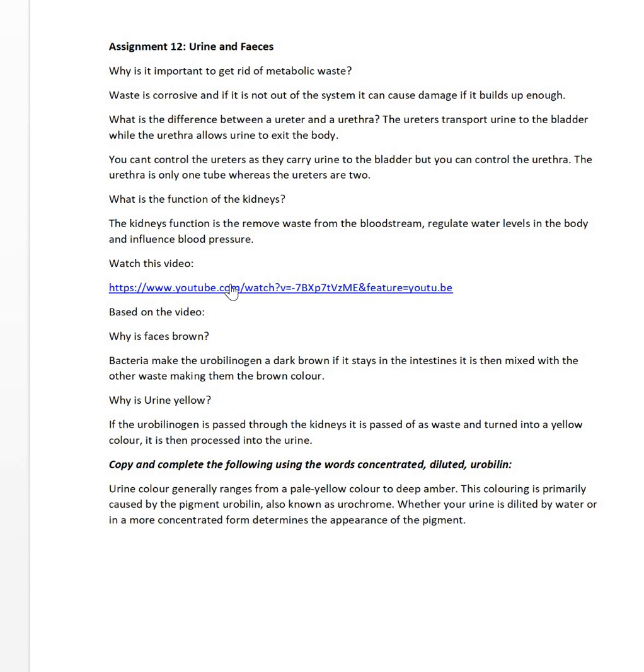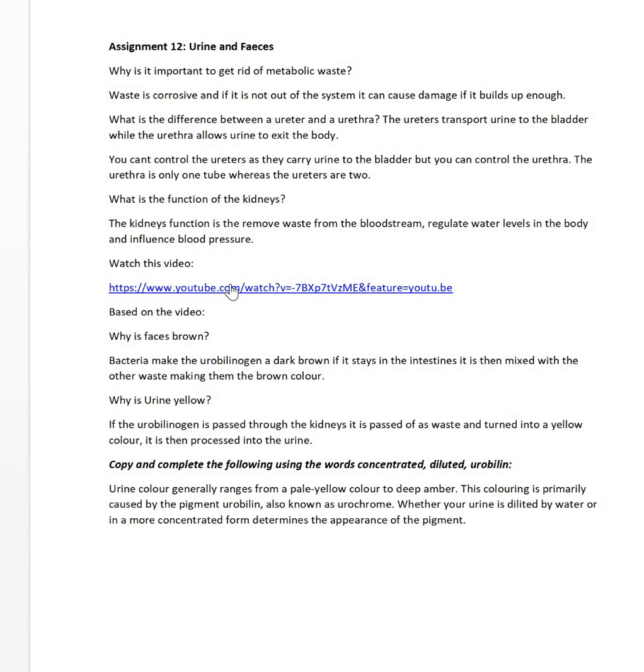Okay, so when we talk about fecal matter, broadly, you're talking about undigested food. When you're talking about urine, you're talking about things like urea and water and salts, which are the products of metabolism. Okay, so first question, why is it important to get rid of metabolic waste?